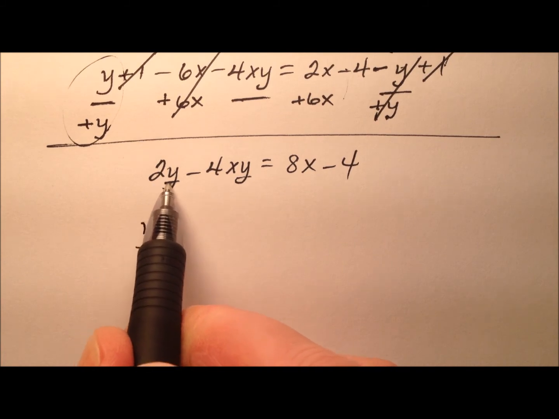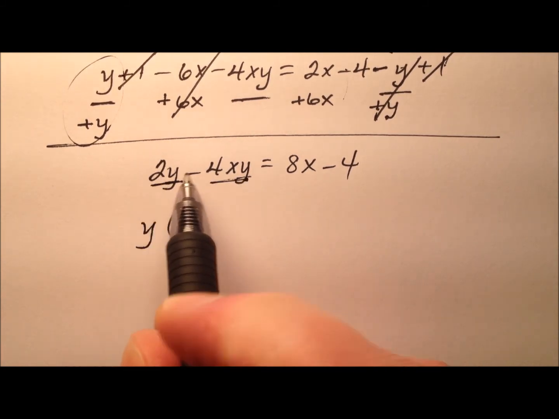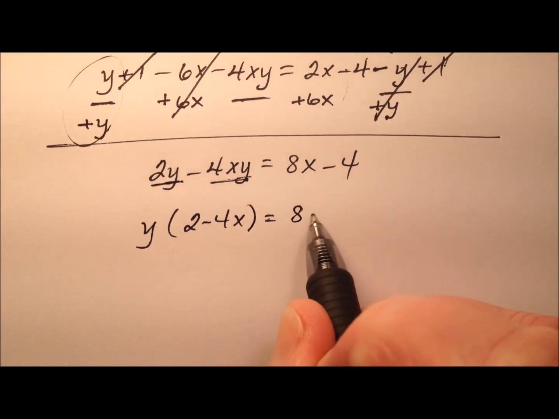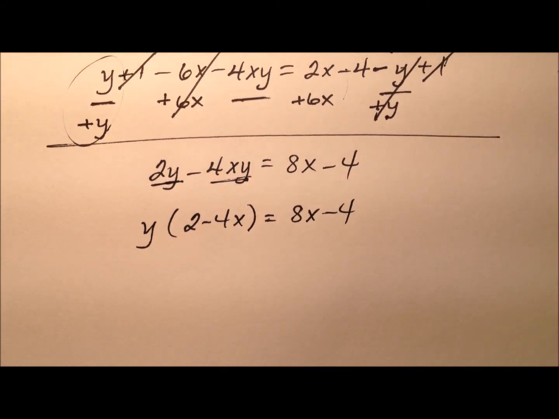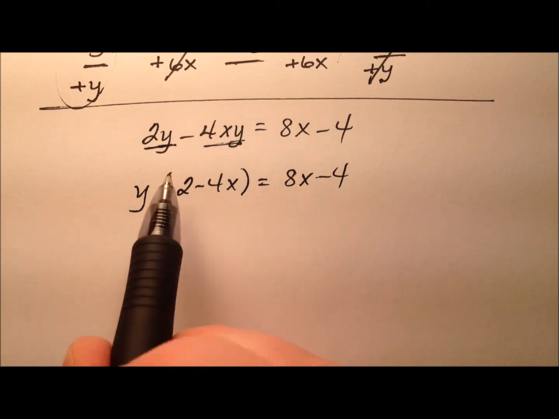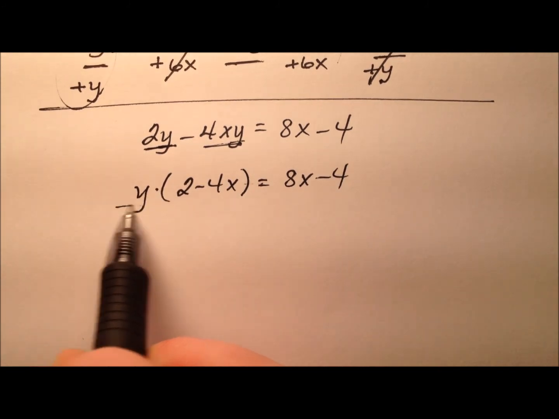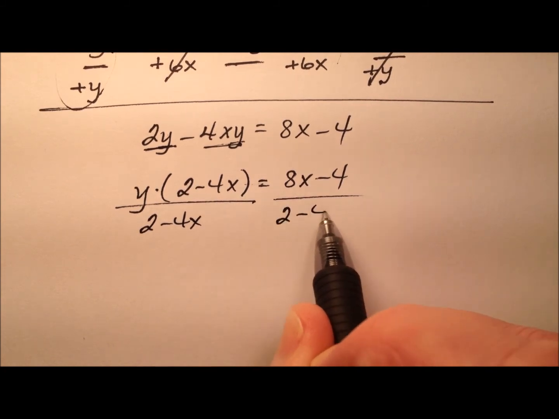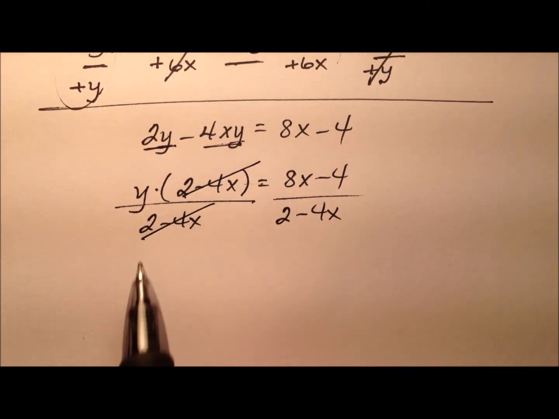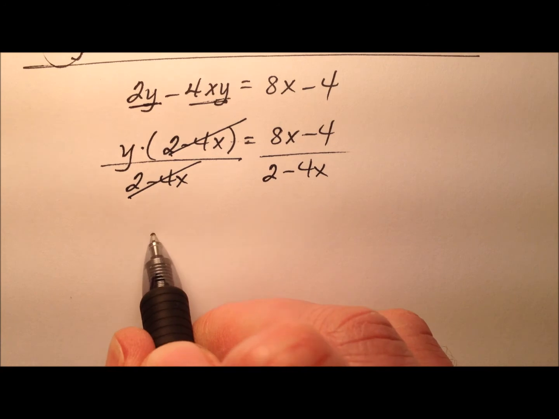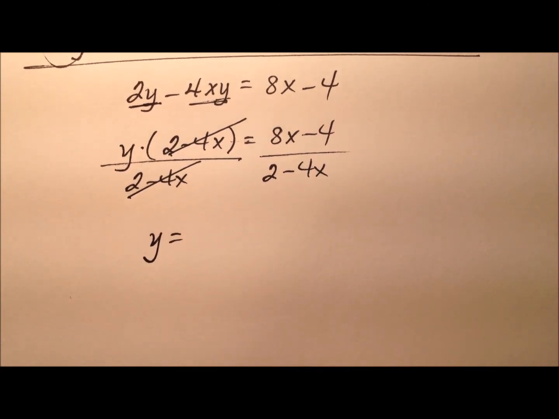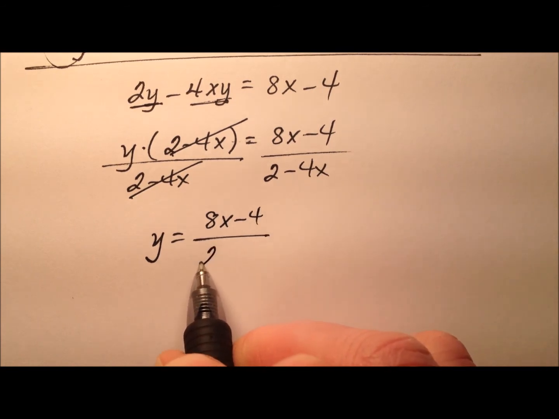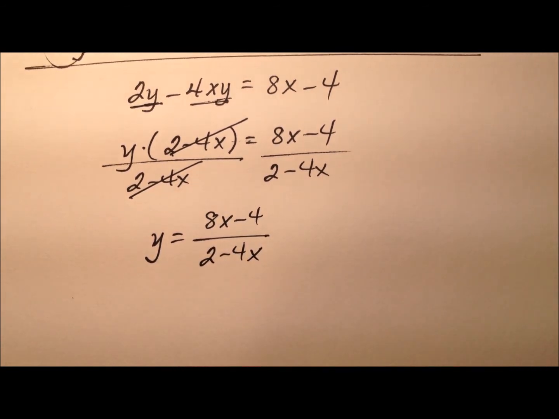So when I do that, I'll divide y out of both of these terms. So it looks like I'll have 2 minus 4x, and that will equal, of course, that right side, 8x minus 4. And this y is being multiplied by this expression, so we'll divide both sides by 2 minus 4x. And so far, nothing interesting. But now that we have y equals, looks like we have 8x minus 4 over 2 minus 4x.